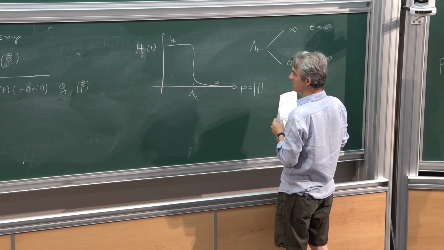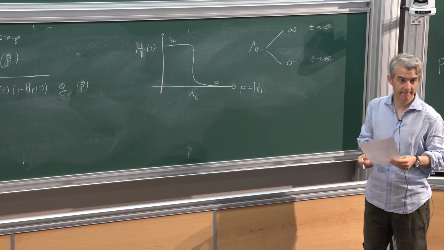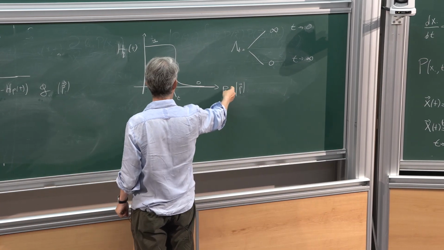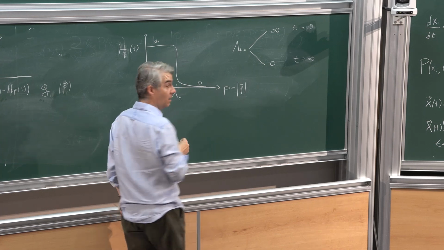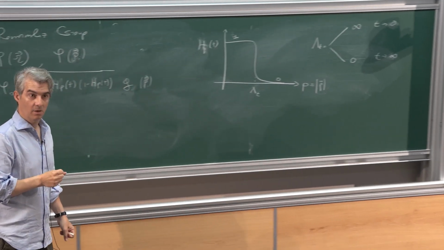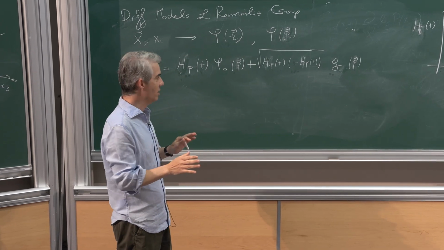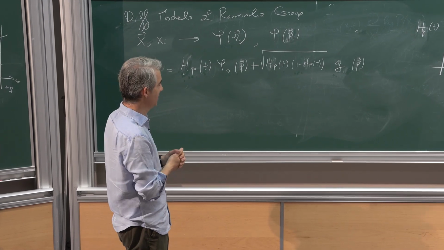Should be 1. Okay, so lambda of t is moving this way when I increase time. Let's see what it does. So in words, which are better than my notation.